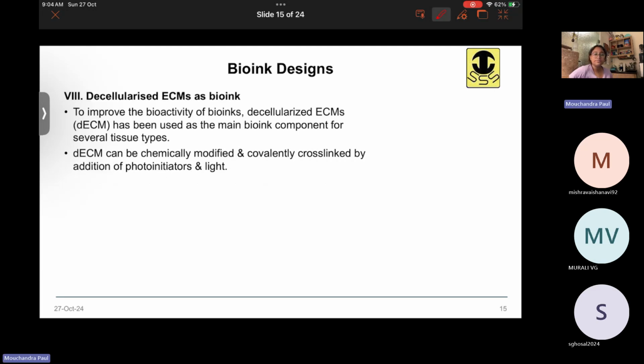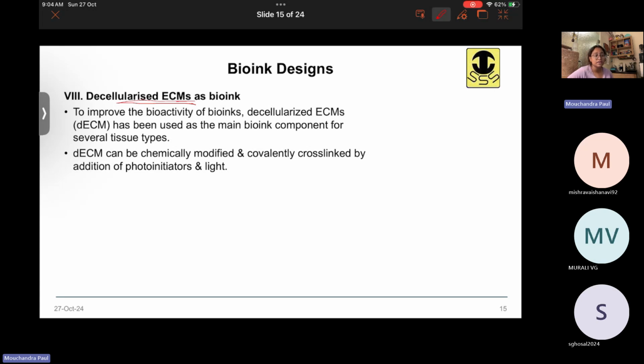And lastly, you can use decellularized ECMs as bioinks as well. What are decellularized ECMs? If you use a native tissue like pig skin, and you use several chemical and physical methods to remove all the cells very nicely, then you will get only the ECM. That is the decellularized ECM.